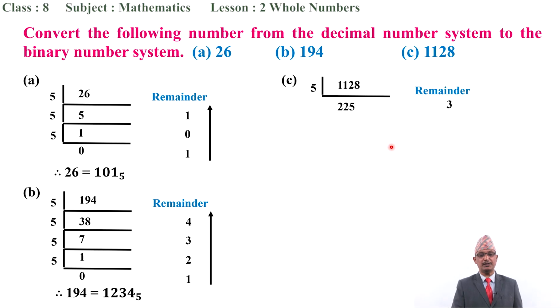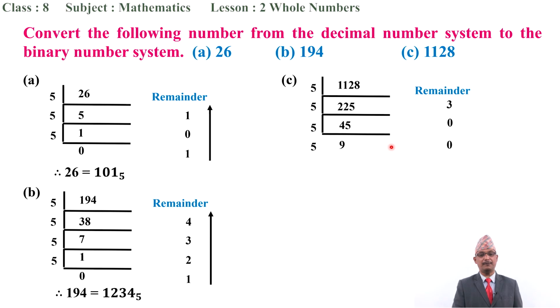Similarly, divide this 225 again by 5. Then how much have you got? Yes, you are correct, 45. 45 5s are exactly 225. So from 225, if we subtract 225, then remainder is 0. Now again divide this 45 by 5. Then how much? Yes, you are correct. 5 9s are 45. Again 5 9s are 45 minus 45, remainder is 0.